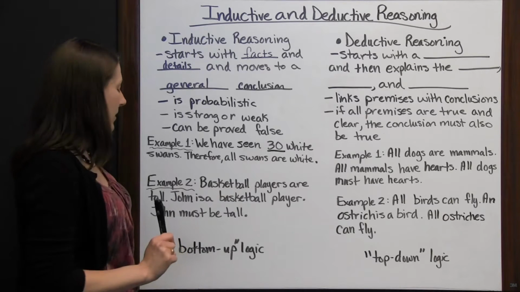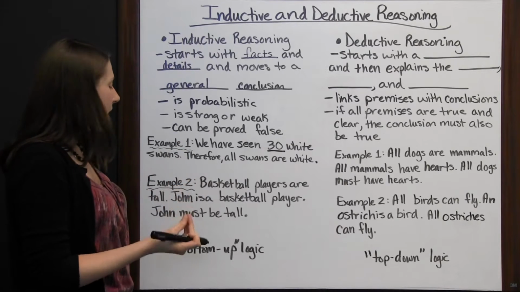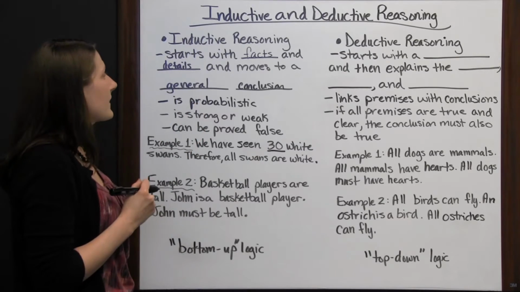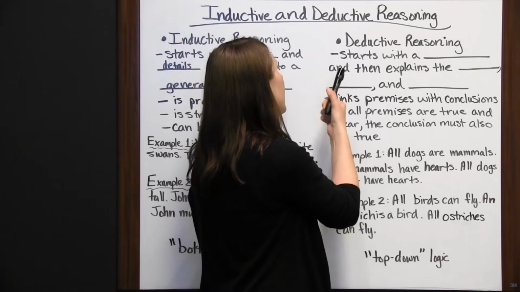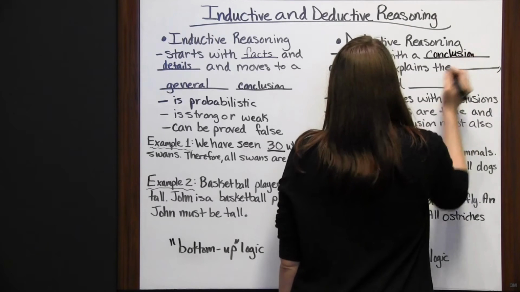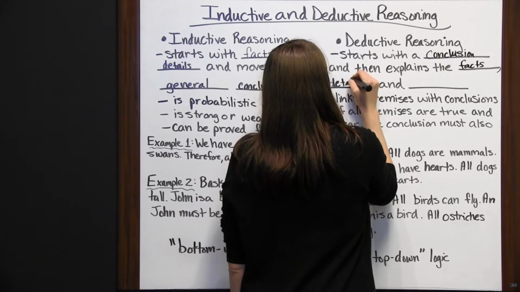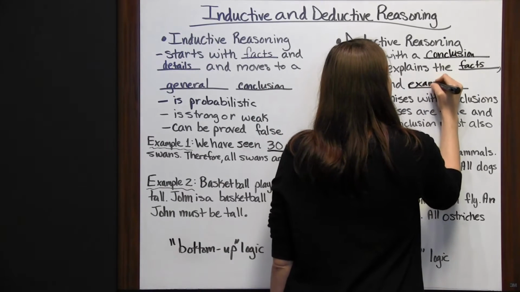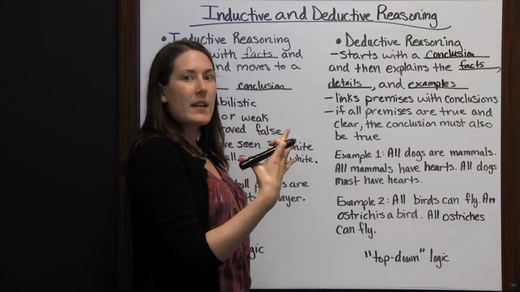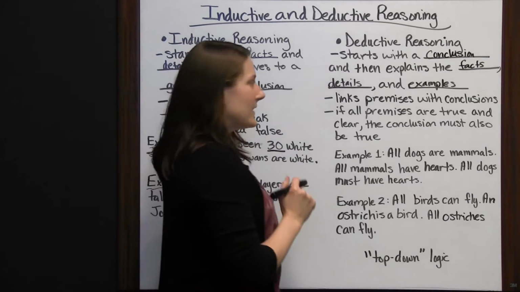This is called bottom-up logic. We start at the bottom with our examples, and we build on those facts, details, examples to come to a conclusion. So bottom up to the top to build our conclusion. Next, let's talk about deductive reasoning. Deductive reasoning starts with a conclusion and then explains the facts, details, and examples that support it. So you start with one basic conclusion, one basic statement, and then give facts and details that can support it or that are examples of that statement.